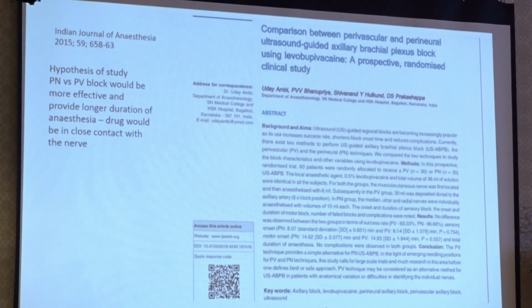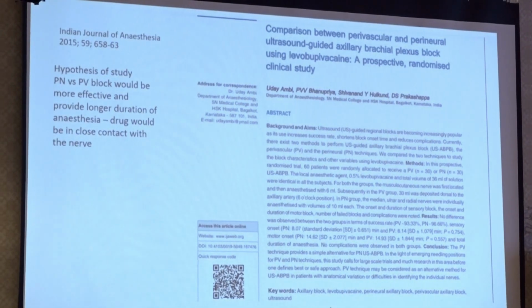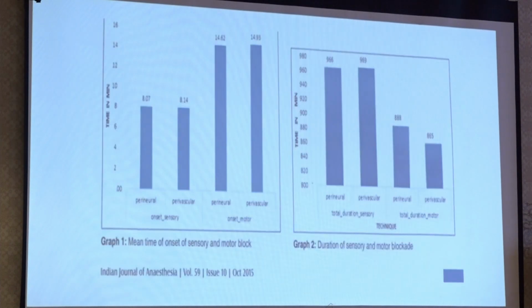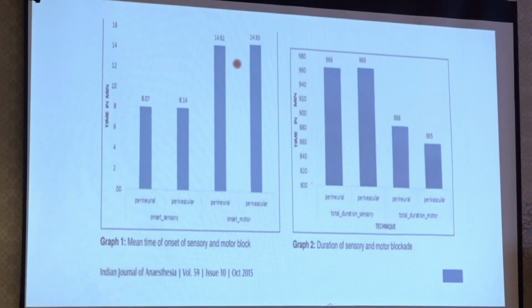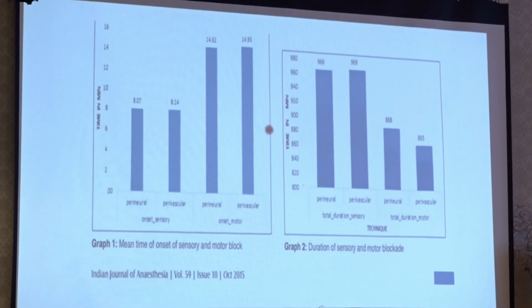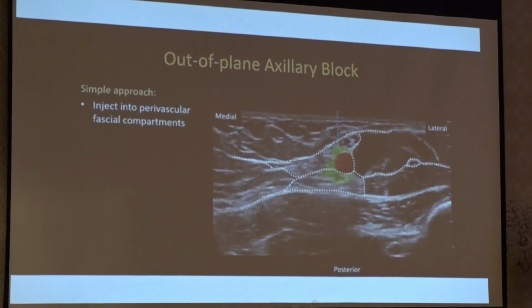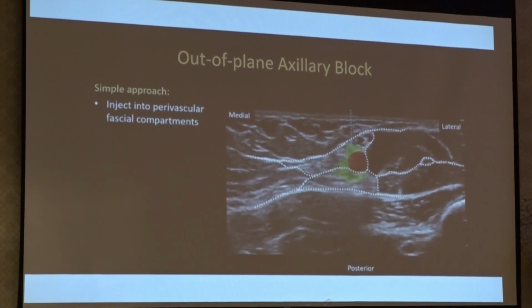This is a study that compares perivascular and perineural ultrasound-guided techniques in 60 patients. In terms of onset, they are almost equivalent, both onset of sensory and onset of motor blocks. And this is the total duration of sensory block for perineural and perivascular. From this study, the difference between perivascular and perineural was statistically not significant.